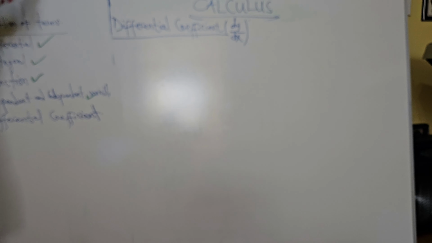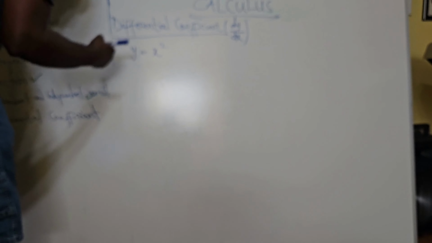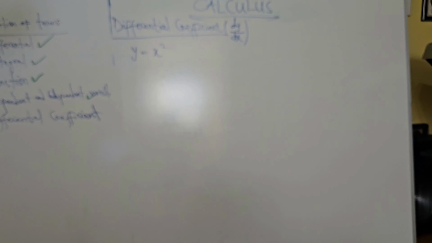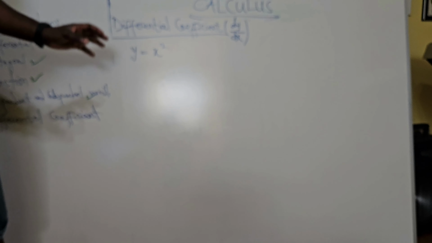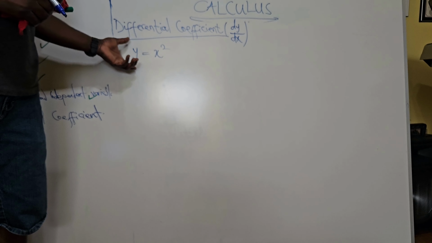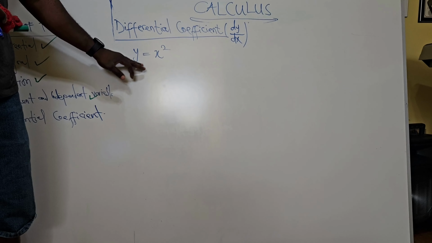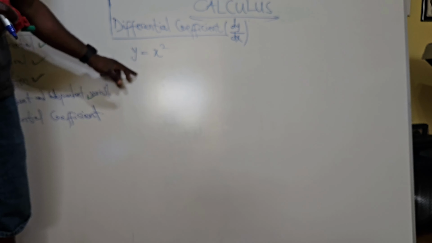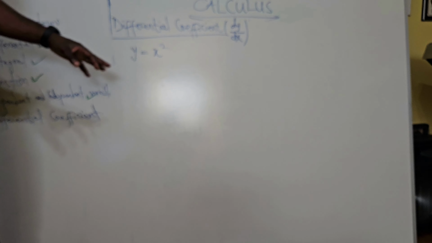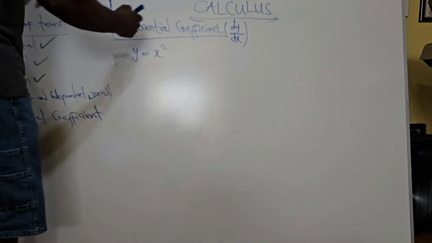What does that mean? So for example, let's say y is equal to x squared. This is a very simple equation. Differential coefficient is talking about the ratio between a little bit of y divided by a little bit of x. Well, in this case, y is equal to x squared, so here y becomes the dependent variable because that's what we're looking for, and x squared is the independent variable.